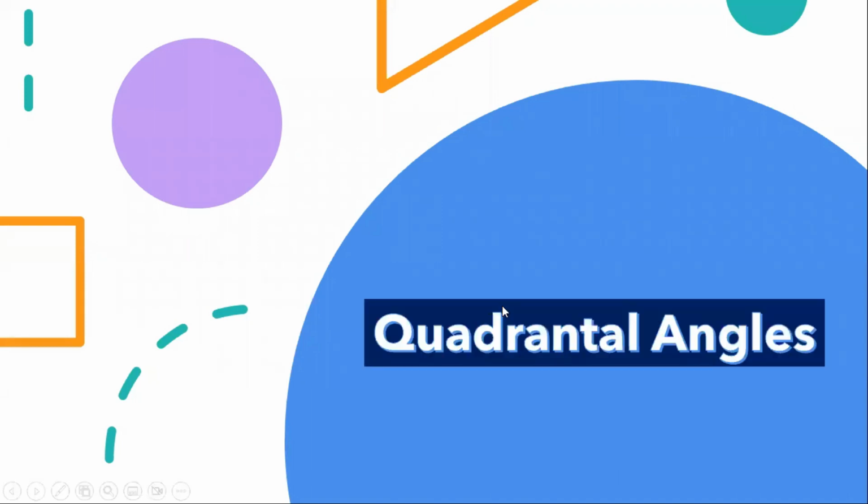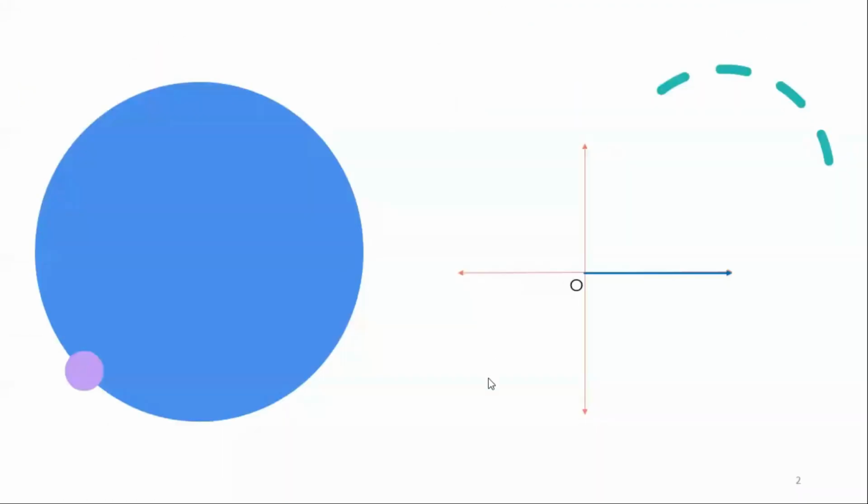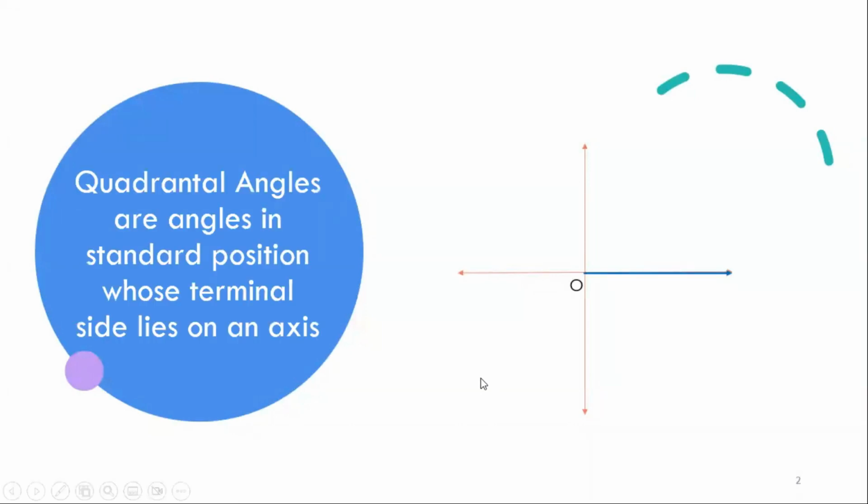Hello everyone, this video is all about quadrantal angles. So what are quadrantal angles? Quadrantal angles are angles in standard position whose terminal side lies on an axis.